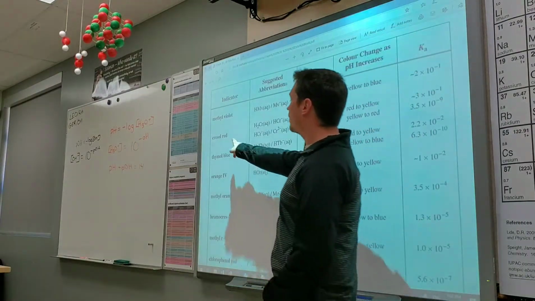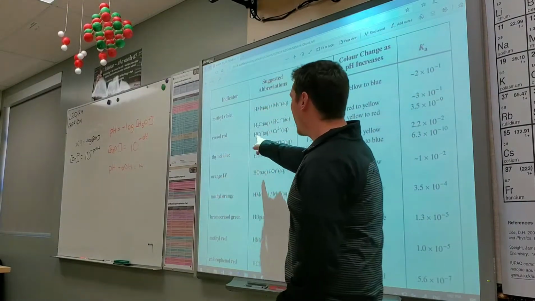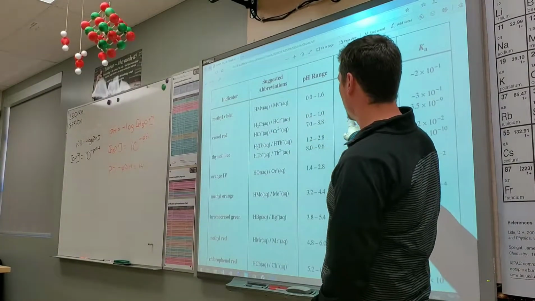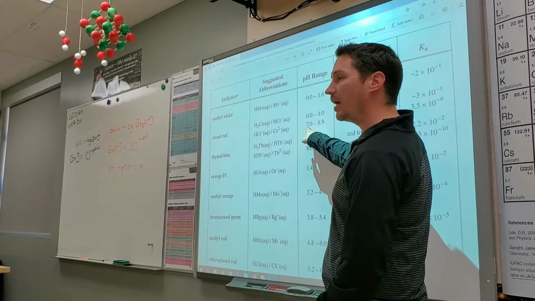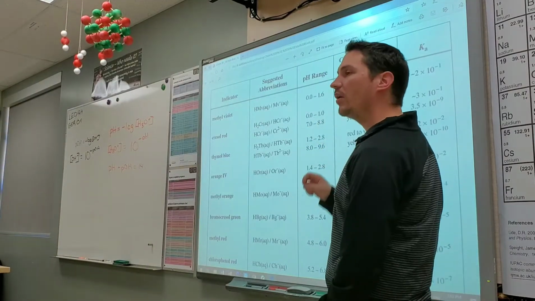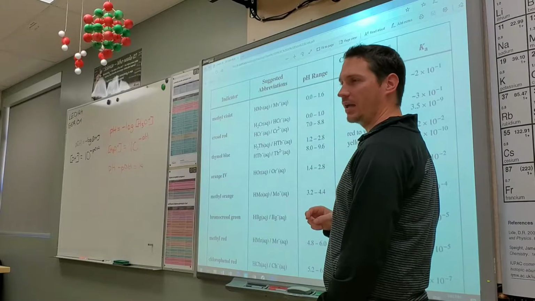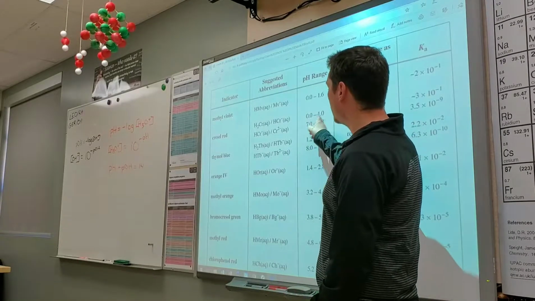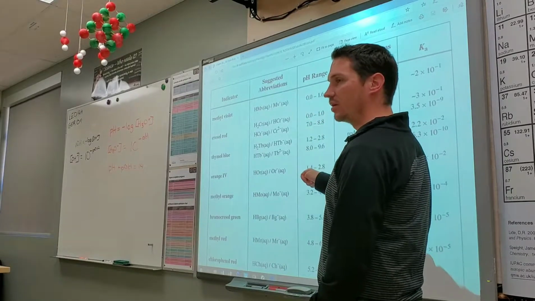Okay, what about cresol red at a pH of 7? What color is it going to be? Yellow. And what about at a pH of 8? What color is it going to be? Red. What about a pH of 9.0? Where would it be on this range?